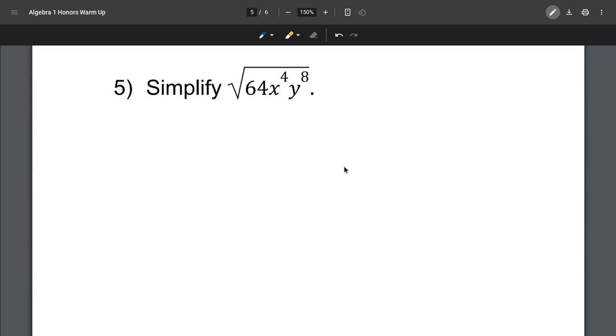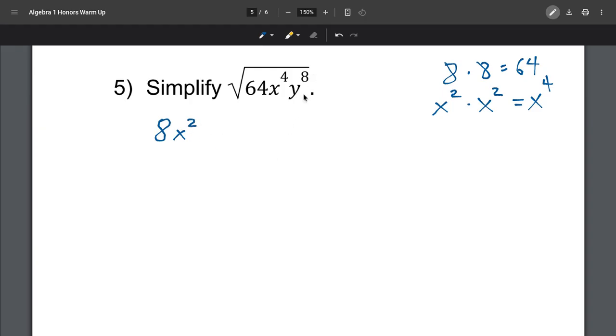Okay, this one should stay square root. So we're going to take the square root of 64, which is 8. Reason being is 8 times 8 equals 64. Then we take the square root of x to the fourth, which is x squared, because x squared times x squared, these have the same base, so we add the exponents, equals x to the fourth. So we have 8x squared.